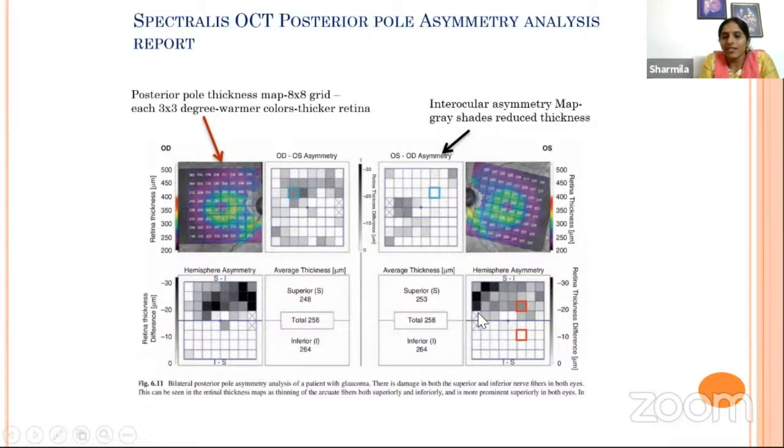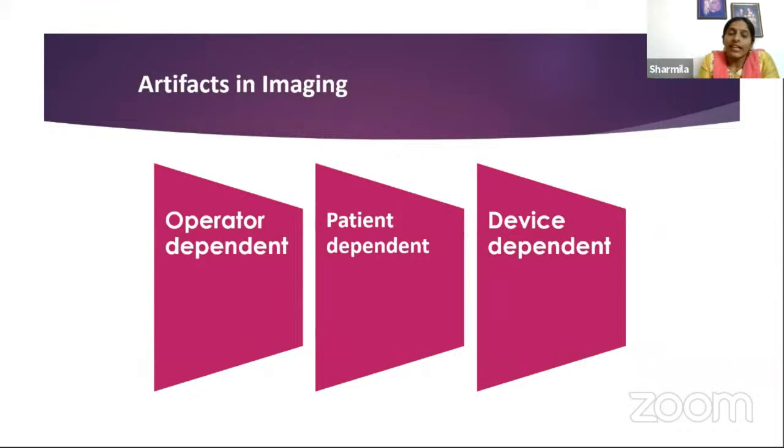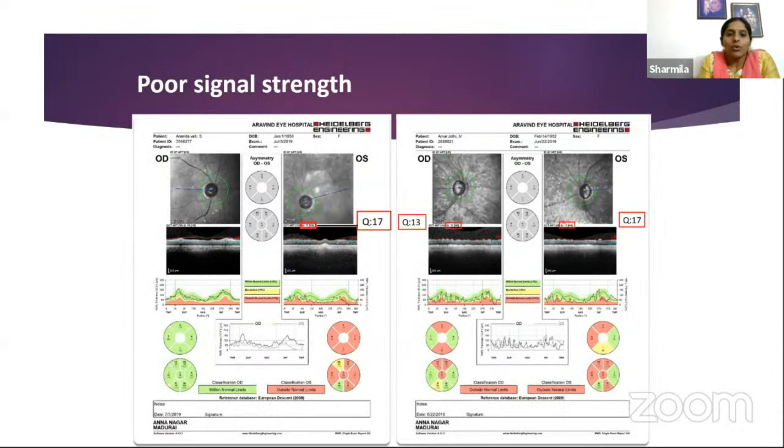Predominantly, all these dark areas are the areas where there is reduced RNFL thickness. And here you can see that in this image, both the eyes show superior arcuate fibers which are reduced. Although it is very easy to interpret, although it is very simple, we do have to understand that there are a lot of artifacts that can be involved in this. One could be because of the operator, second it could be because of the patient, or because of the device. So as I told earlier, one thing is the signal strength, so one has to concentrate on that. In a Spectralis, more than 20 is good, and in a Cirrus, more than 6 is supposed to be a good scan.